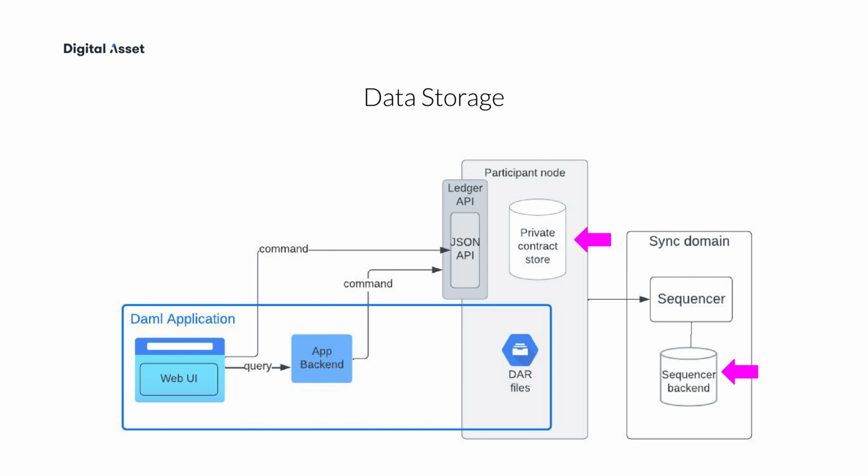The contracts resulting from this command are stored in the private contract stores of all the participant nodes where the involved parties are hosted. They are also stored in an encrypted form on the sequencer backends for delivery to involved participant nodes. It is important to note that the applications use the data in participant nodes and not on the sequencer backend, as the sequencer backend is a relatively temporary storage.